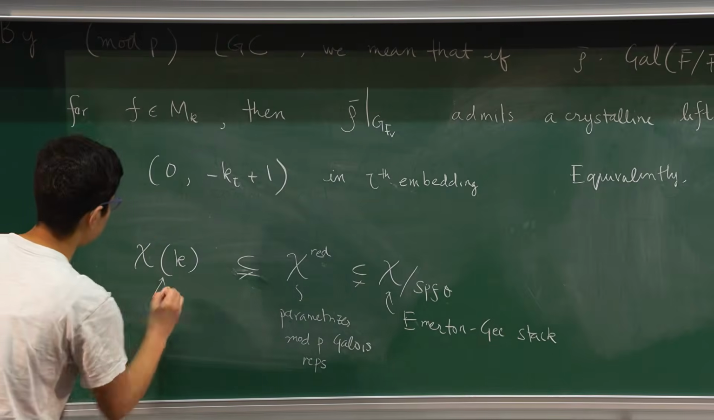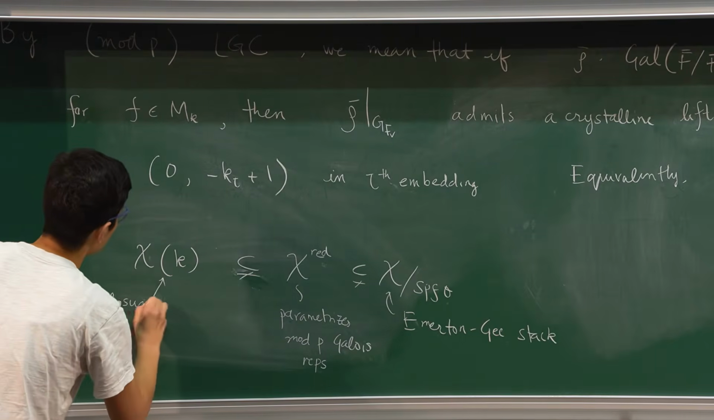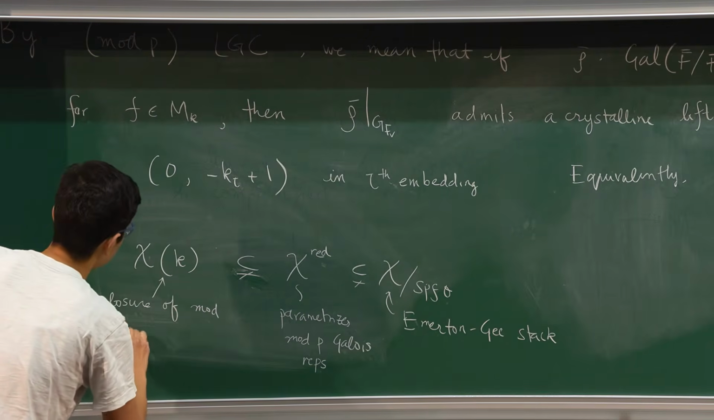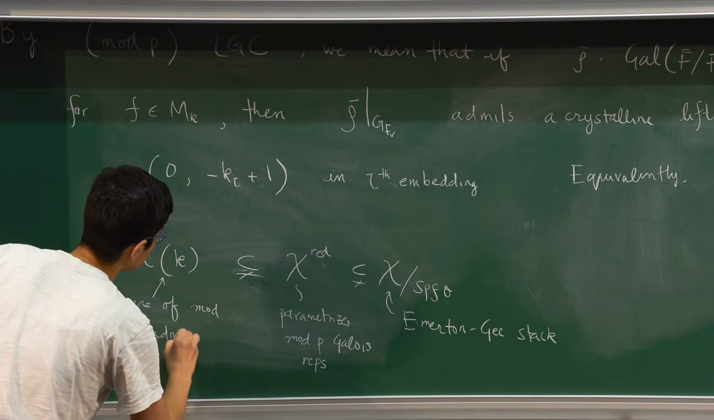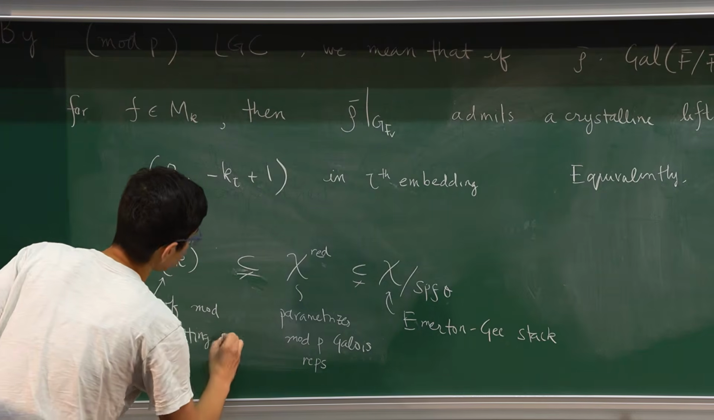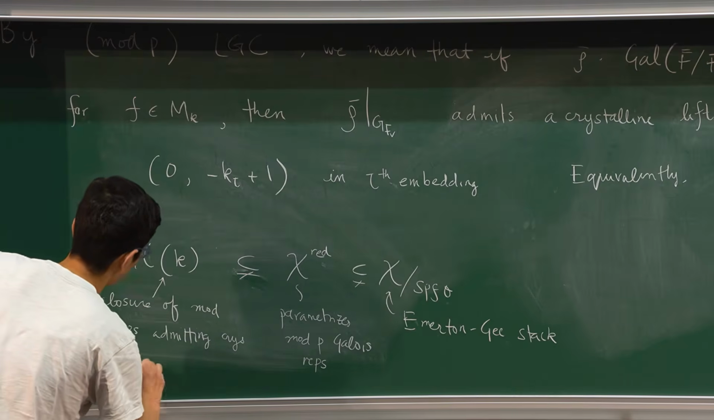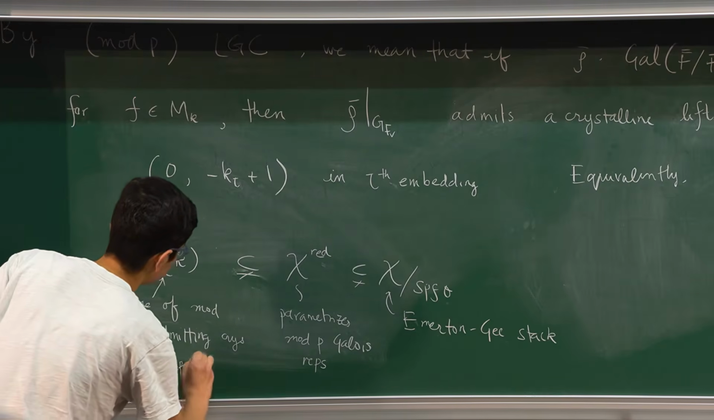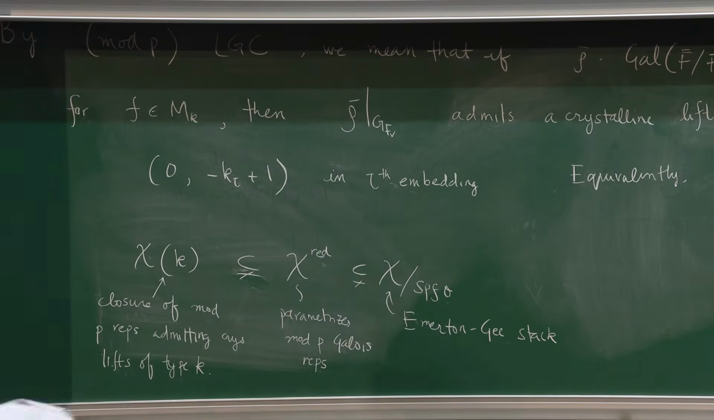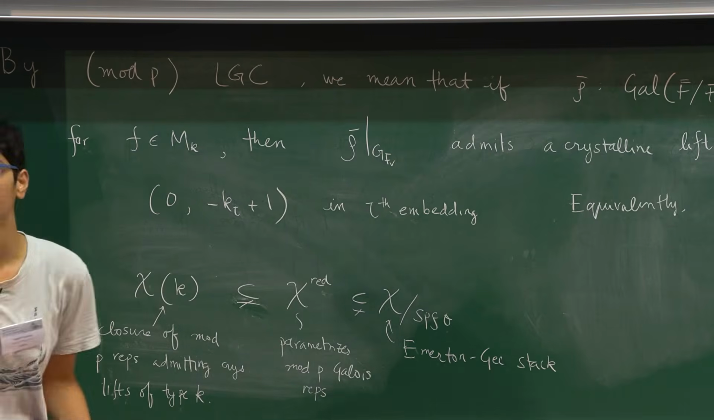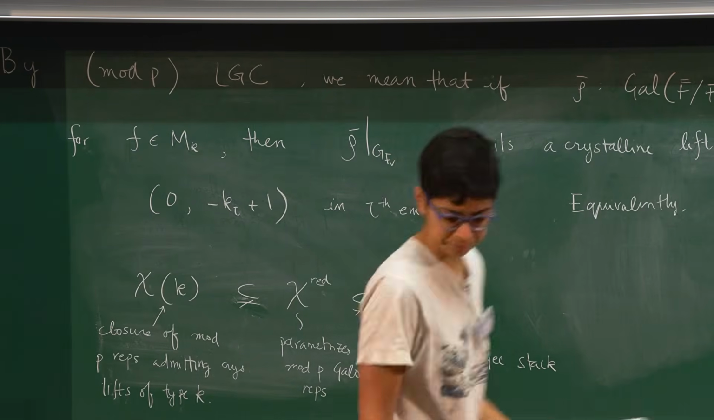And this is the closure of mod p representations admitting crystalline lifts of type K. Right, so once again, all that the statement of local global compatibility is saying is that you start with an eigenform of weight k, and then it's a point of this moduli stack X_K.